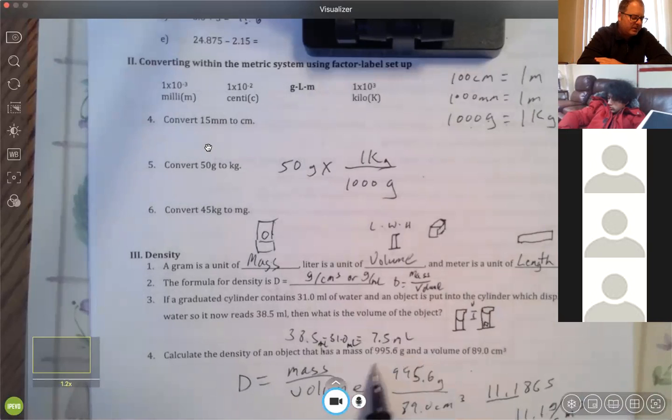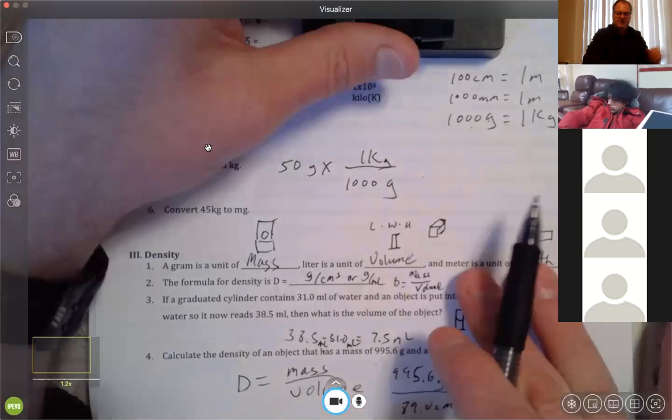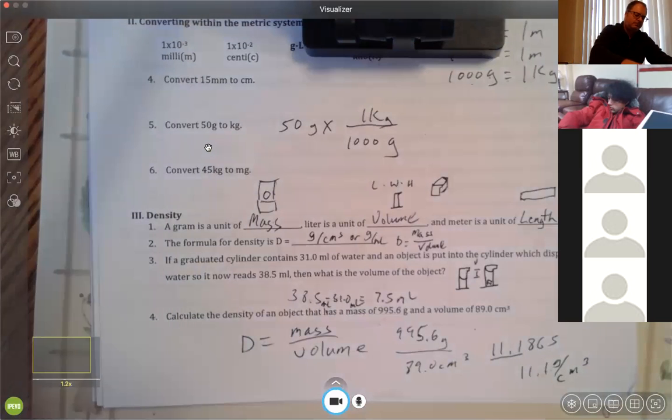Here we have an object. We know the mass. We know the volume. So we take 995.6 divided by 89.0. We get this number from our calculator. But since we only have 3 significant digits in our volume, we round it to this.